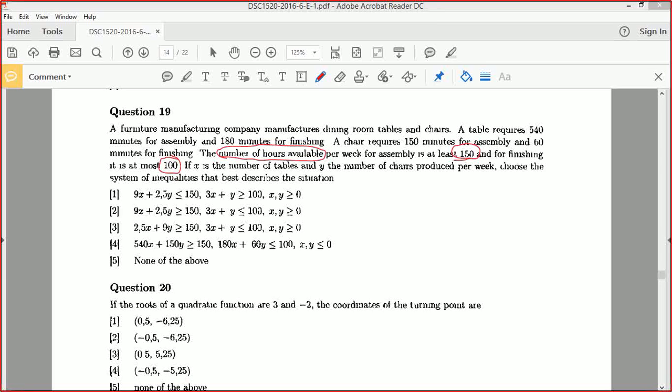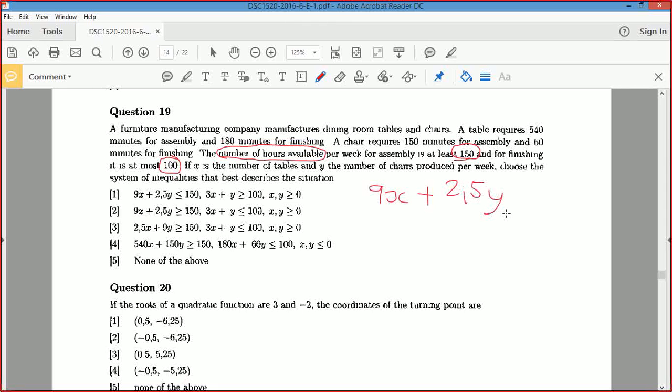2.5 hours. That's 1 hour. Okay, so it's going to be 9x plus 2.5y should be less than or equal to 150. Less than or equal to? Shouldn't it be less than 150 hours?